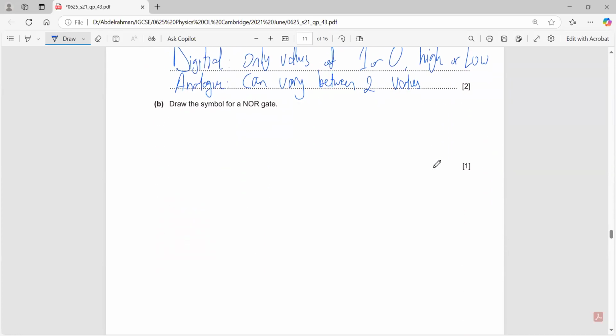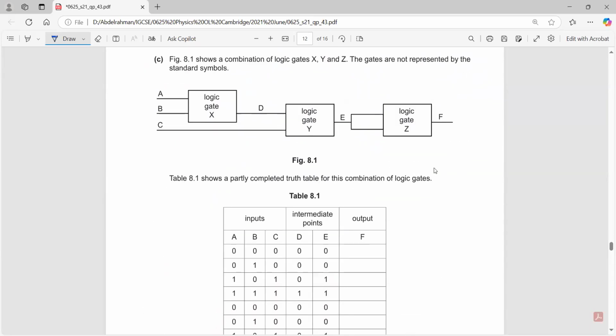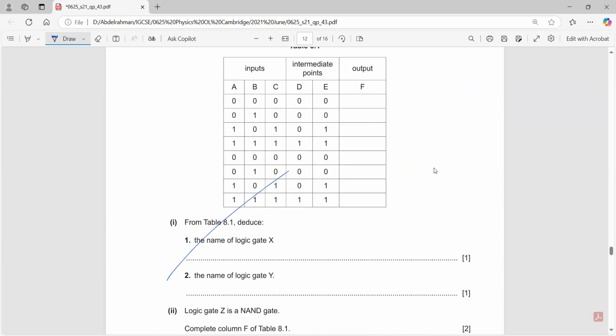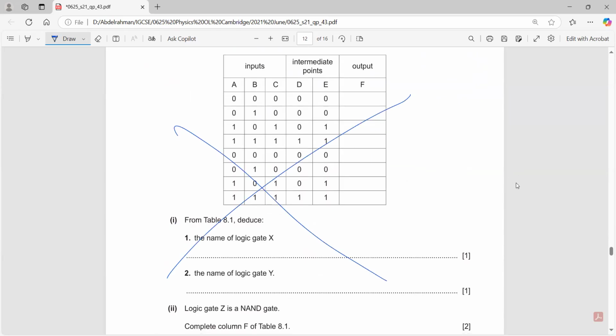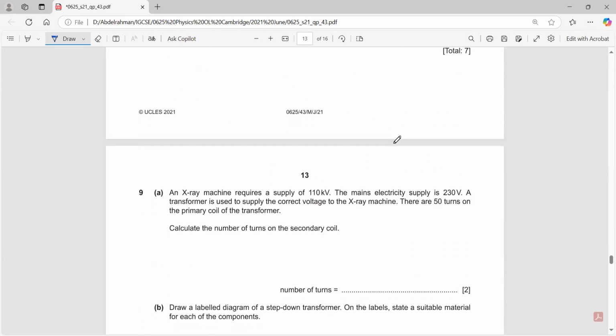Draw the symbol for NOR gate. Definitely this is cancelled. And this whole page is also cancelled. You're in luck today.